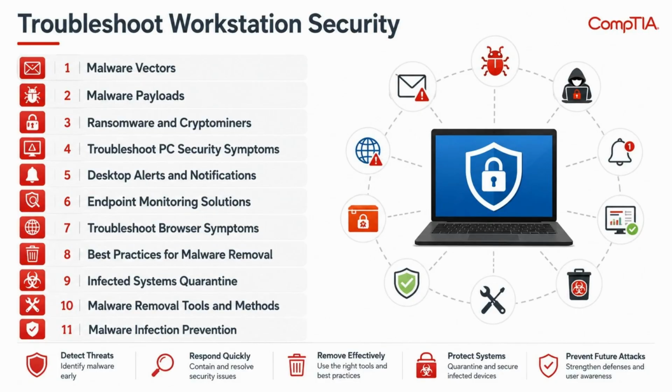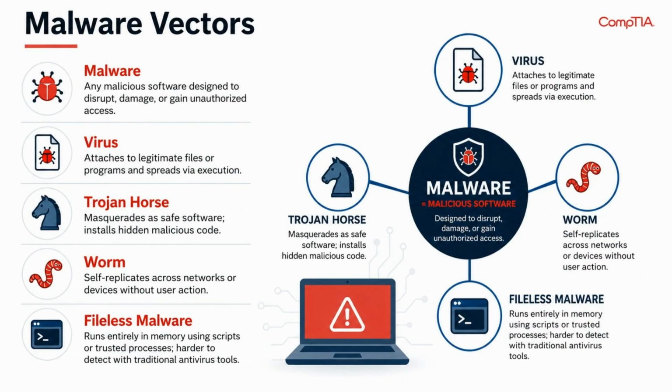and malware infection prevention. Malware is any malicious software designed to disrupt, damage, or gain unauthorized access. A virus attaches to legitimate files or programs and spreads via execution. A Trojan horse masquerades as safe software while installing hidden malicious code. A worm self-replicates across networks or devices without any user action.